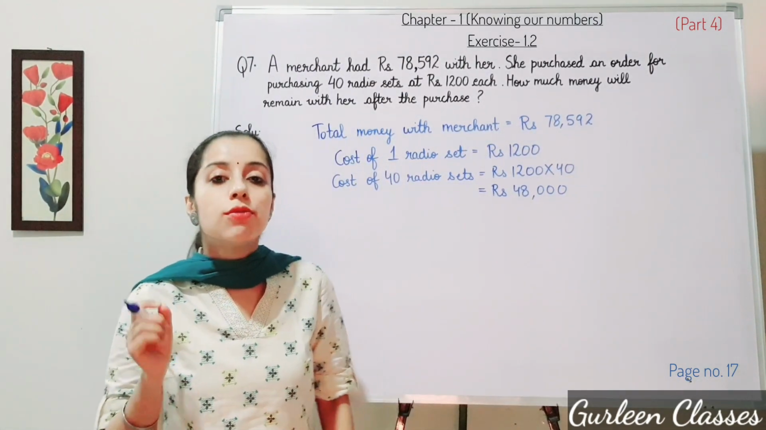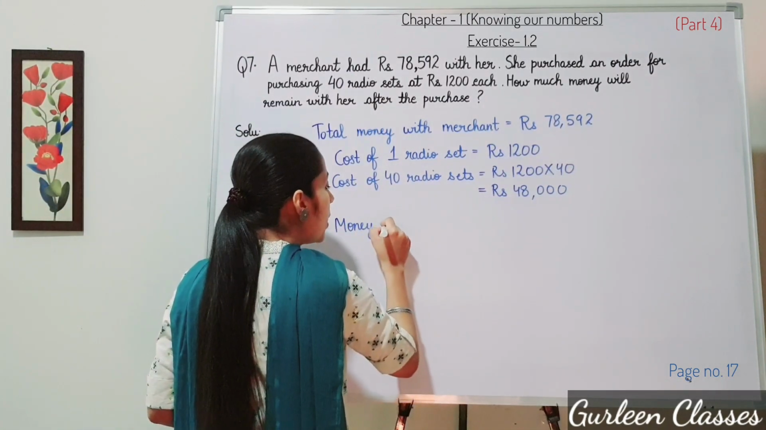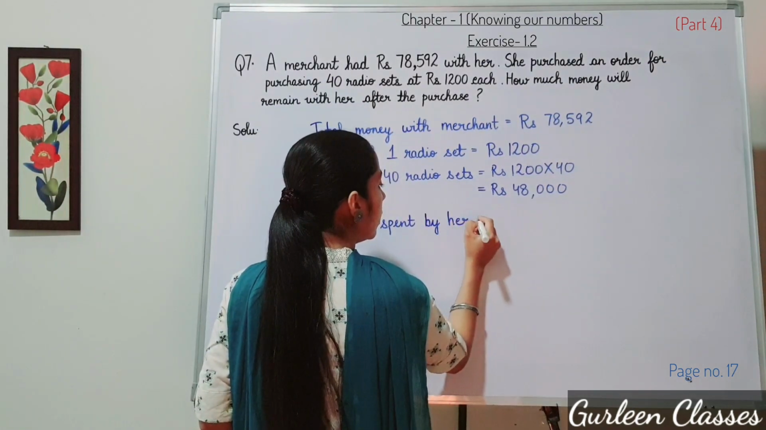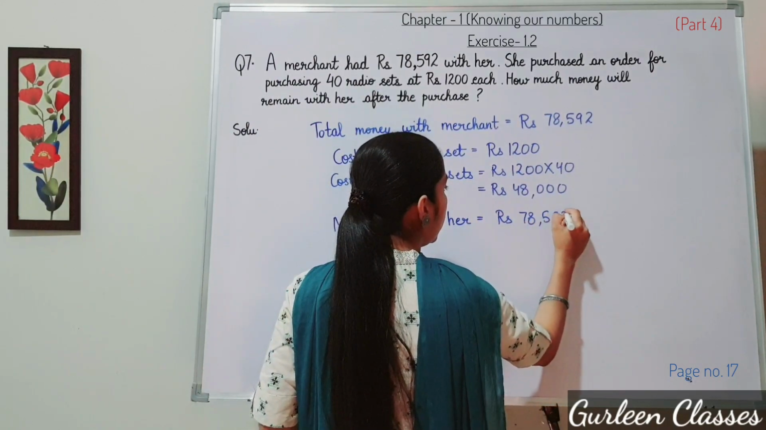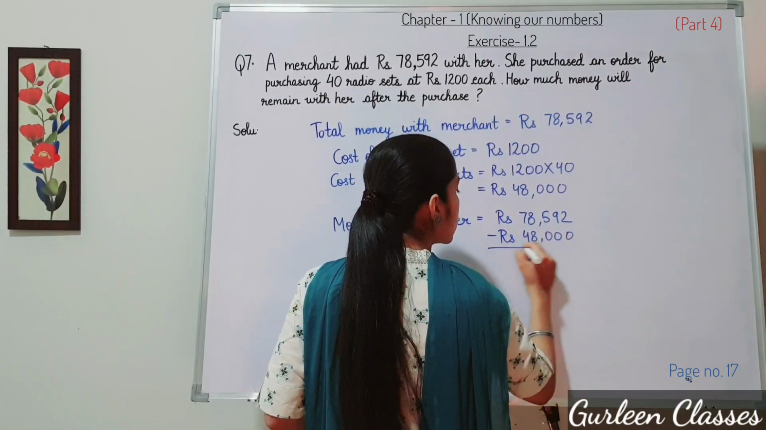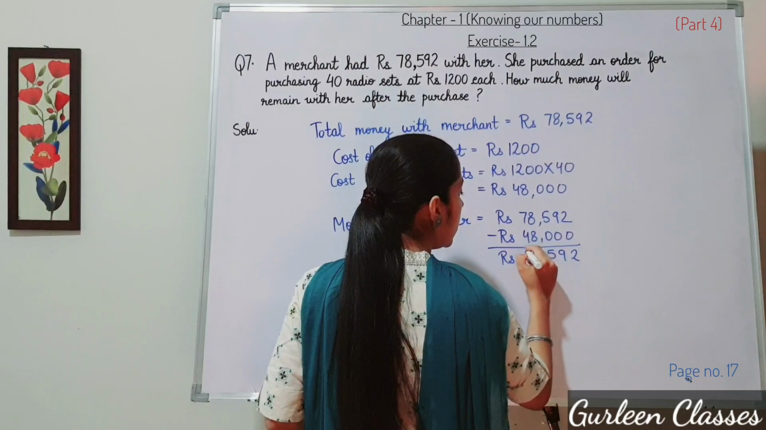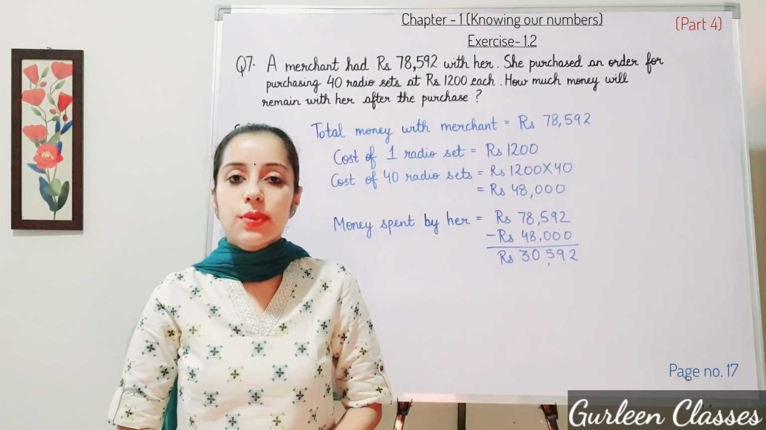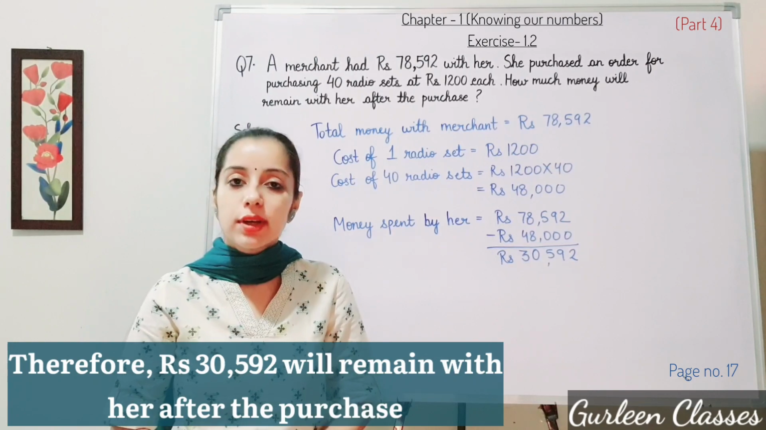How much money will remain with her after the purchase? How will we find out? First you will write here, money left with her is equal to rupees 78,592 minus rupees 48,000. So let us subtract. It is coming rupees 30,592. So at last you will write, therefore rupees 30,592 will remain with her after the purchase.